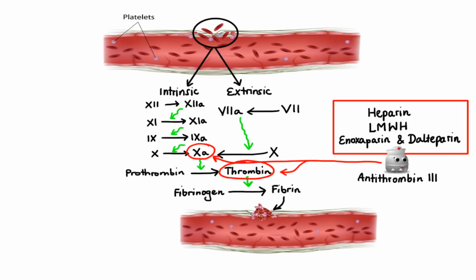So what heparin drugs do is they bind to antithrombin, and by doing so, they accelerate its activity. In case of heparin, its binding to antithrombin results in rapid inactivation of both factor 10A and thrombin. However, unlike heparin, low molecular weight heparins have very little effect on inactivation of thrombin, and instead they selectively accelerate inactivation of factor 10A.